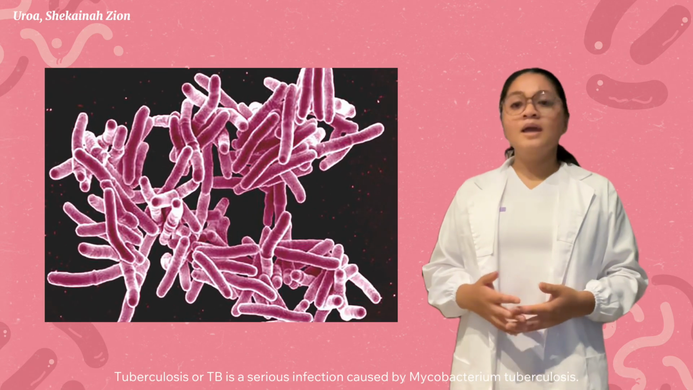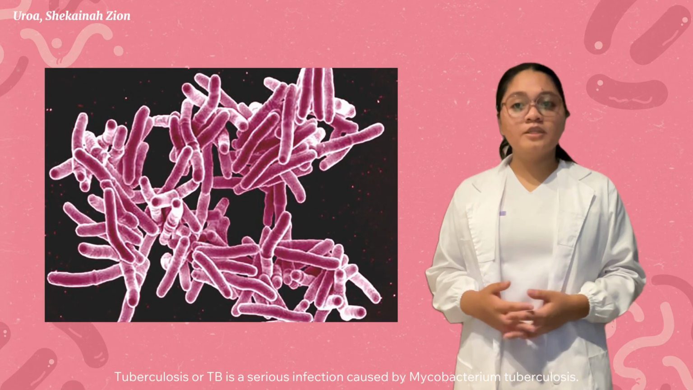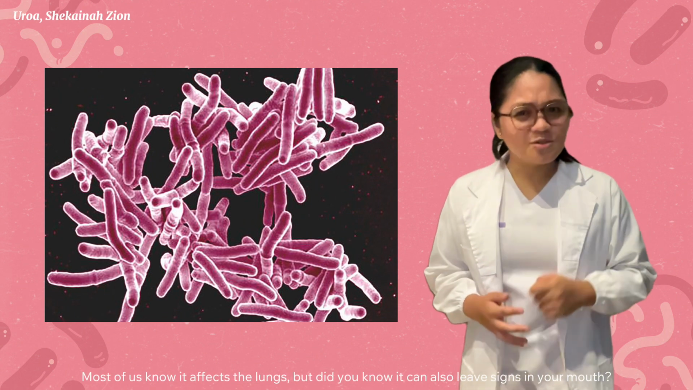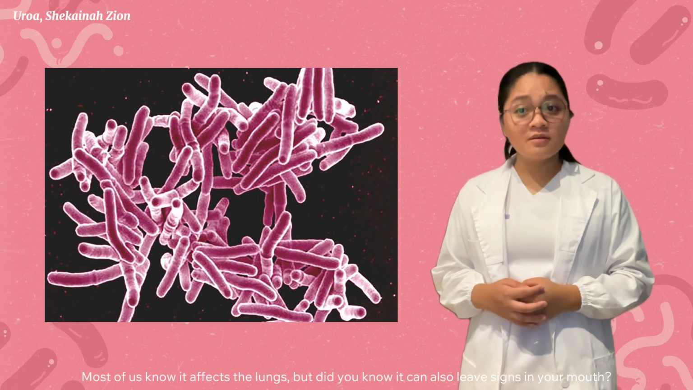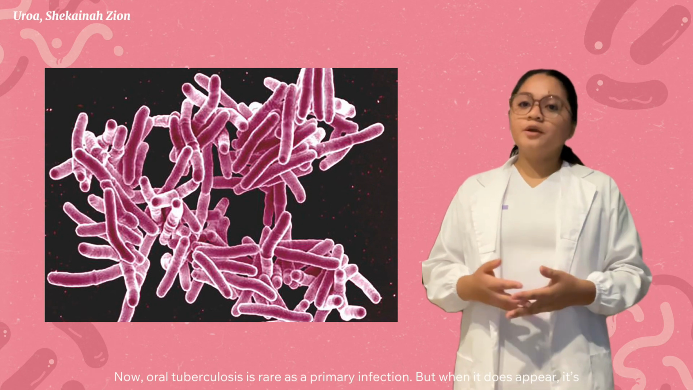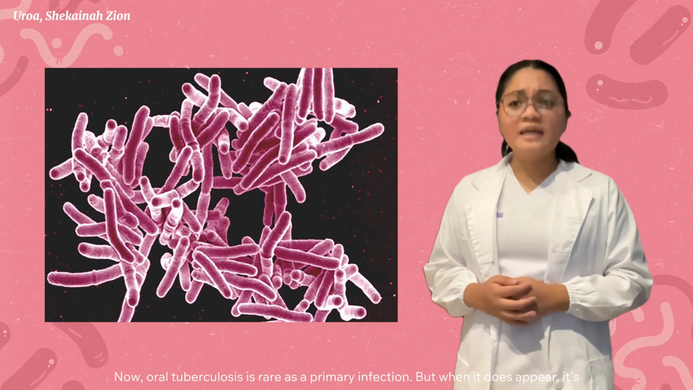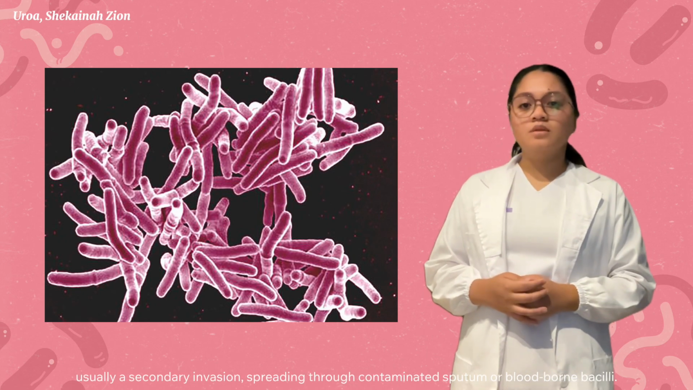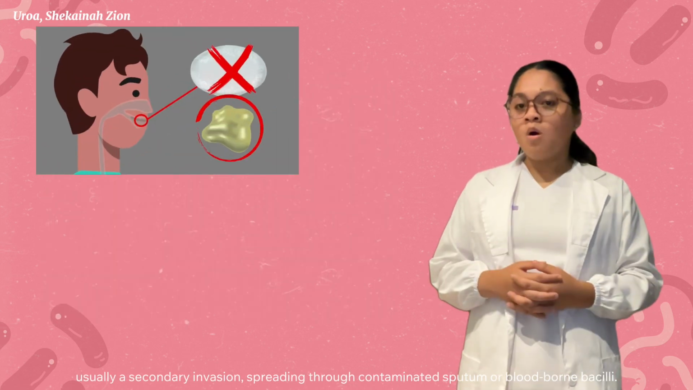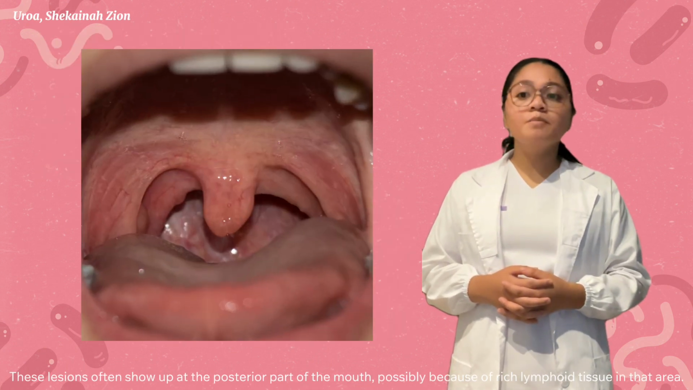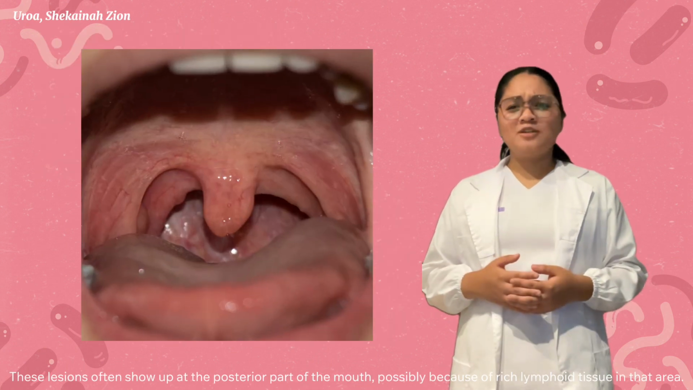Tuberculosis, or TB, is a serious infection caused by Mycobacterium tuberculosis. Most of us know it affects the lungs, but did you know it can also leave sites in your mouth? Now, oral tuberculosis is rare as a primary infection, but when it does appear, it's usually a secondary invasion, spreading through contaminated sputum or blood-borne bacilli. These lesions often show up at the posterior part of the mouth, possibly because of rich lymphoid tissue in that area.